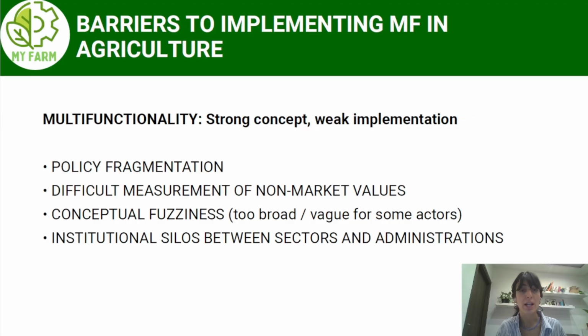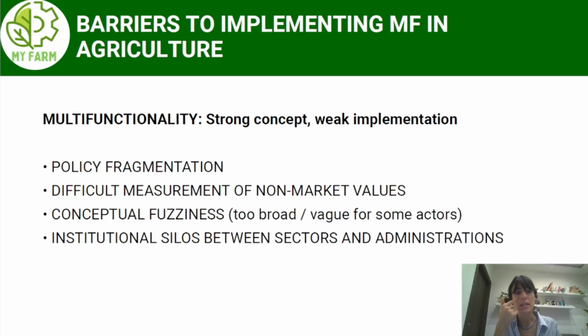Then the second challenge concerns measurements. Many multifunctional benefits are difficult to quantify. So how do we measure the value of a scenic landscape or the cohesion of a rural community? Different countries also use different sets of indicators, which makes comparison and coordinated strategies difficult.